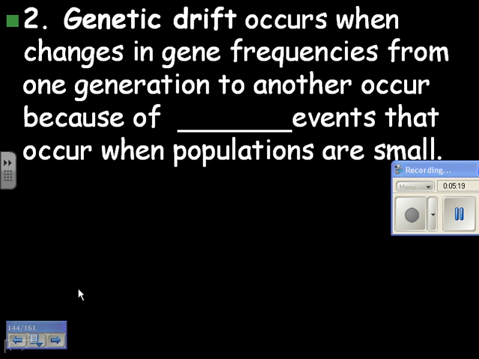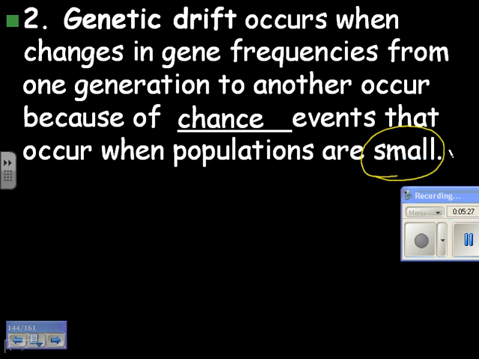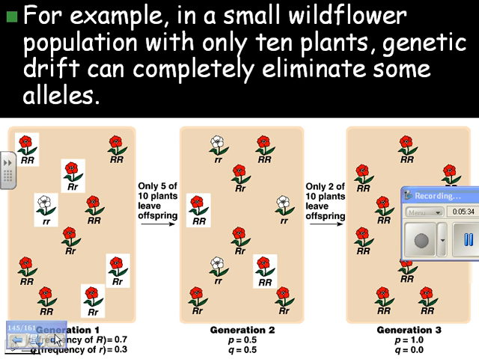Genetic drift occurs when changes in gene frequencies from one generation to another occur because of random events, and it's really only affecting populations that are small, so that's important. They tend to not be important in large populations. So here's an example. We've got a very, very small wildflower population, only 10 organisms here. And so they mate and produce babies, and the next year the population looks relatively the same.